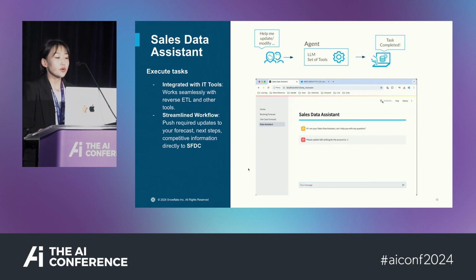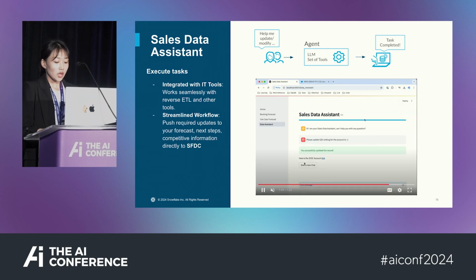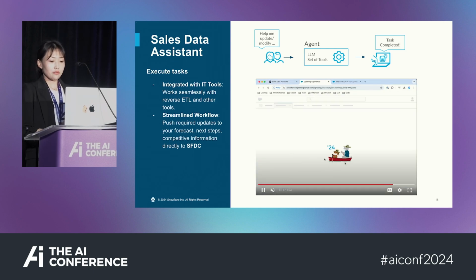And all the numbers here are dummy data. We just want to show you how it works. So in the back end, how it works is we stored a lot of tools that we collaborate on with the IT team. They're like reverse ETL, helping you push the update into different systems. So when a user asks a question, the agent will help us pick the most relevant tools and then run that function. Here, it looks like it finished the task.